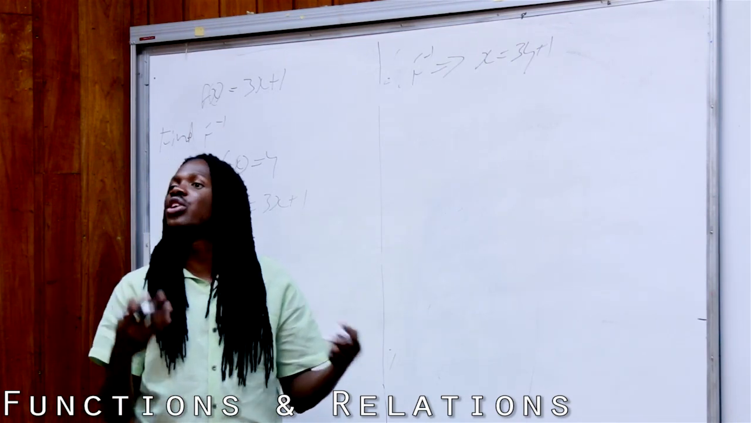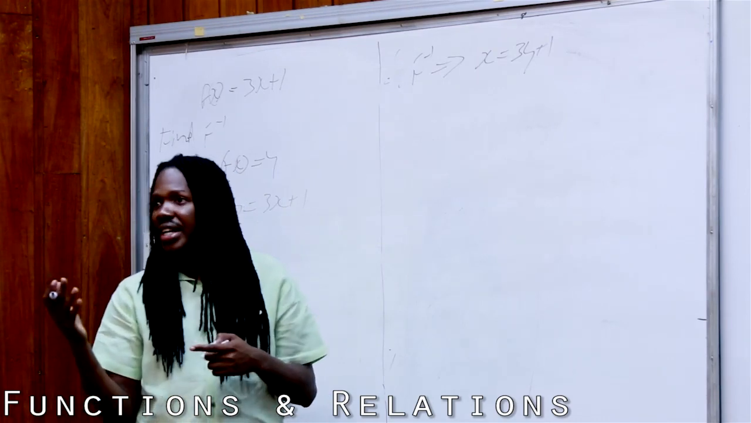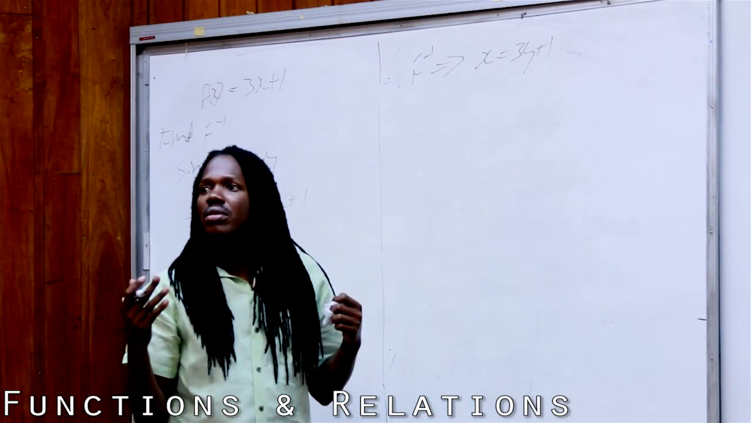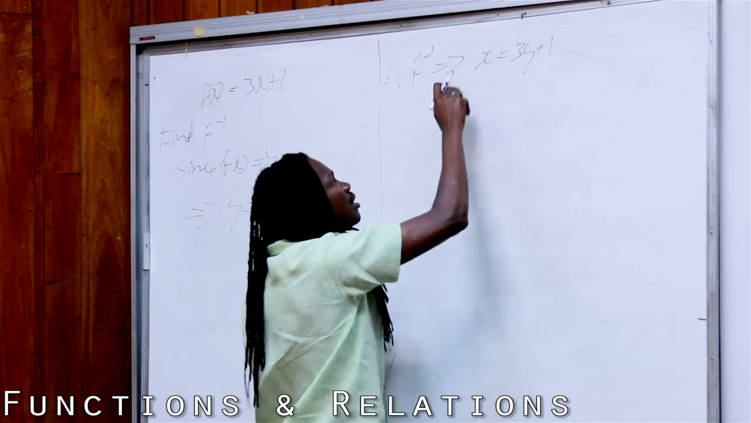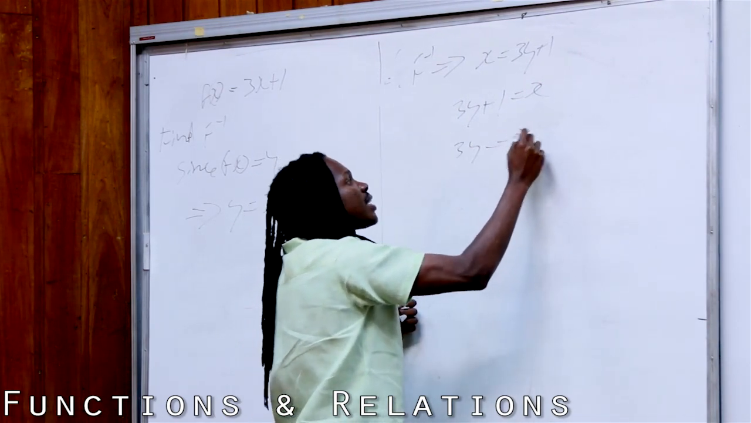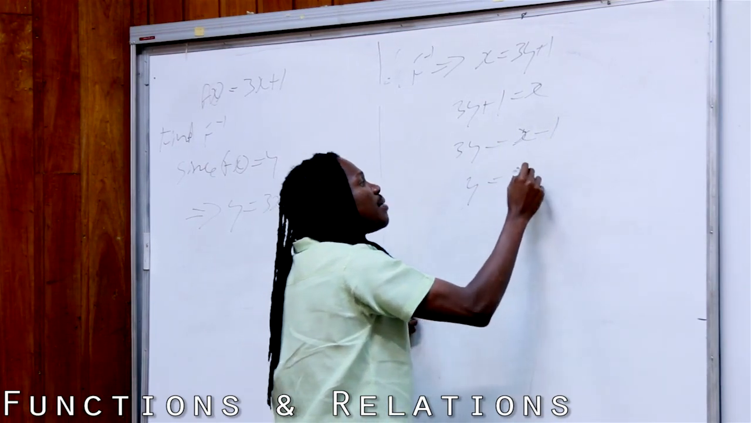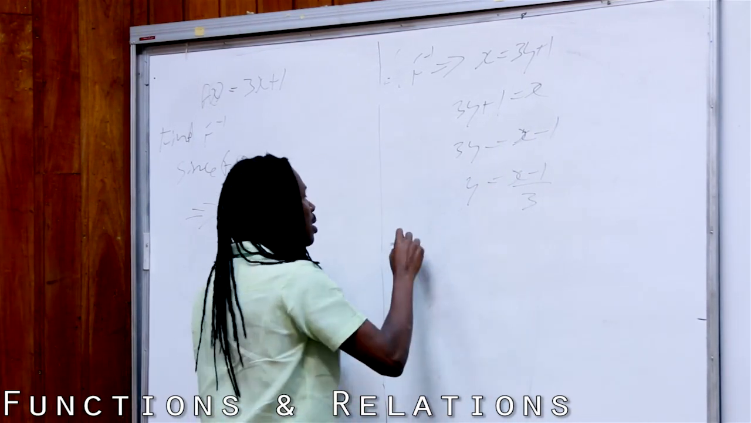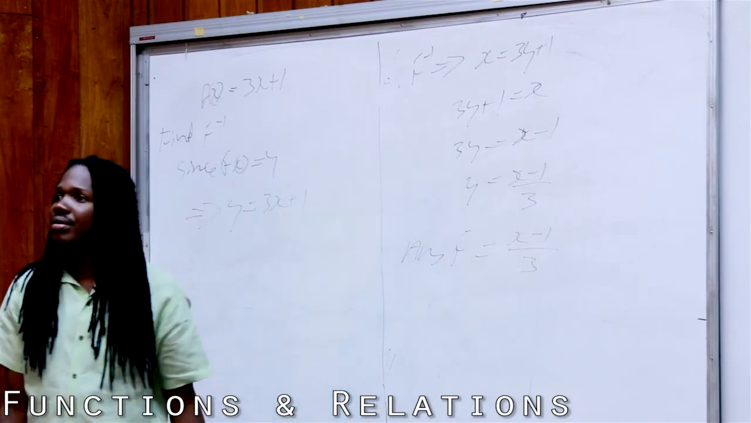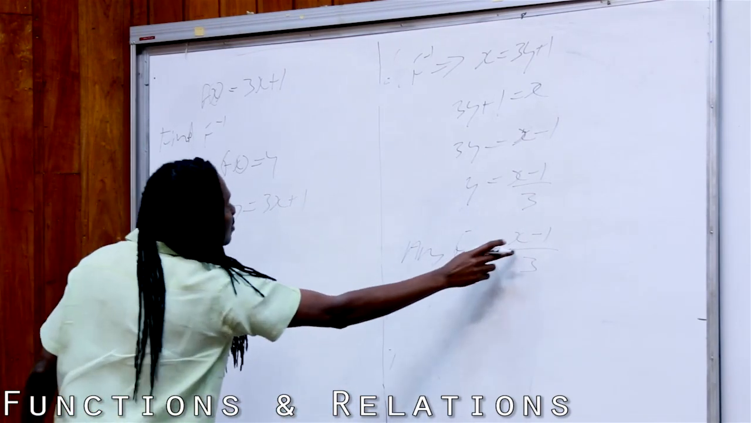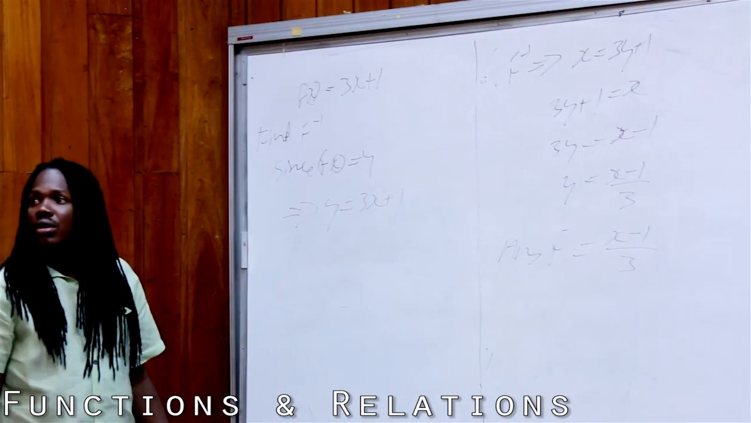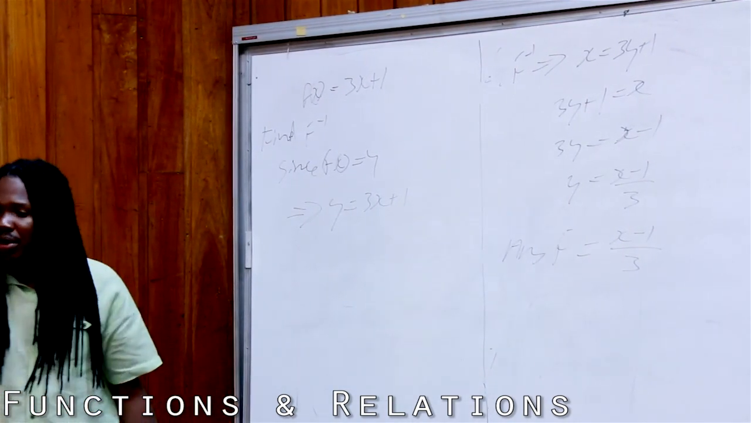Because the range is now the domain, and the domain is now the range. Once you're here, you simply solve back for y. So 3y plus 1 equals x. That means 3y equals x minus 1, which means y equals x minus 1 over 3. So f inverse equals x minus 1 over 3, which is the inverse of f(x), meaning 3x plus 1. Want to see how that's simple? Let me go to the next one.